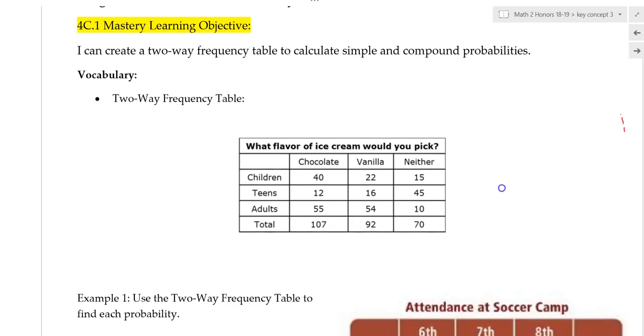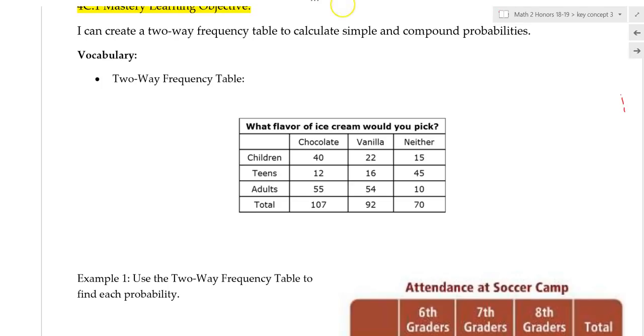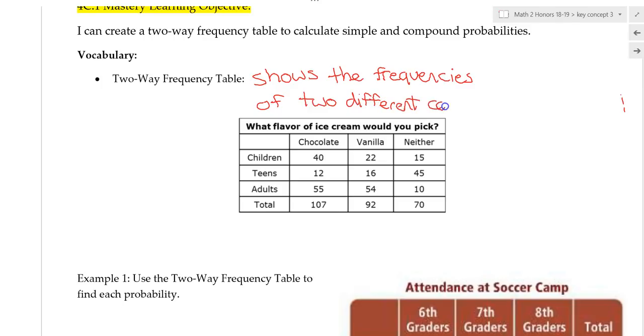So now we've looked at a frequency table, and now we're going to look at a two-way frequency table. All that is, is it shows the frequencies of two different categories.